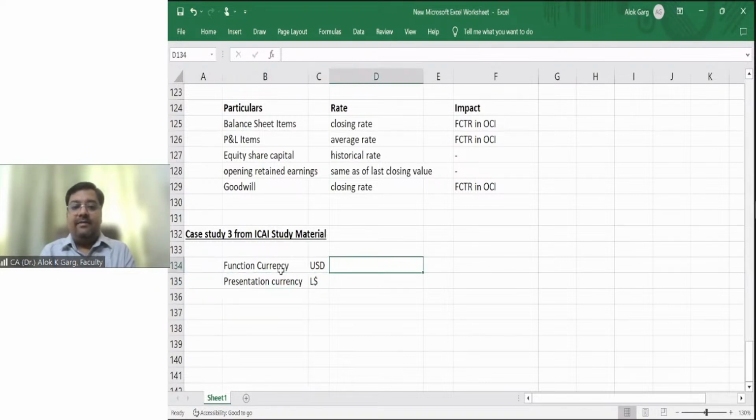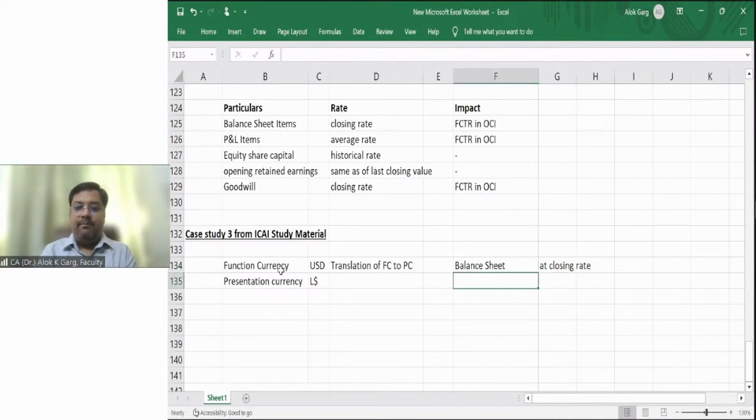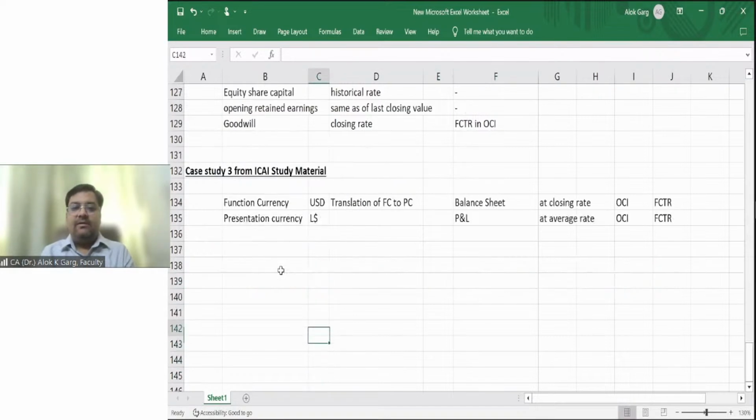In this case, we have heard of translation of functional currency to presentation currency, right? What is the rule? Balance sheet at closing rate, P&L at average rate, right? The same rule is there, and whatever the exchange difference is, it will go to OCI as foreign currency translation, the FCTR. This is what we are aware of. Is that clear?